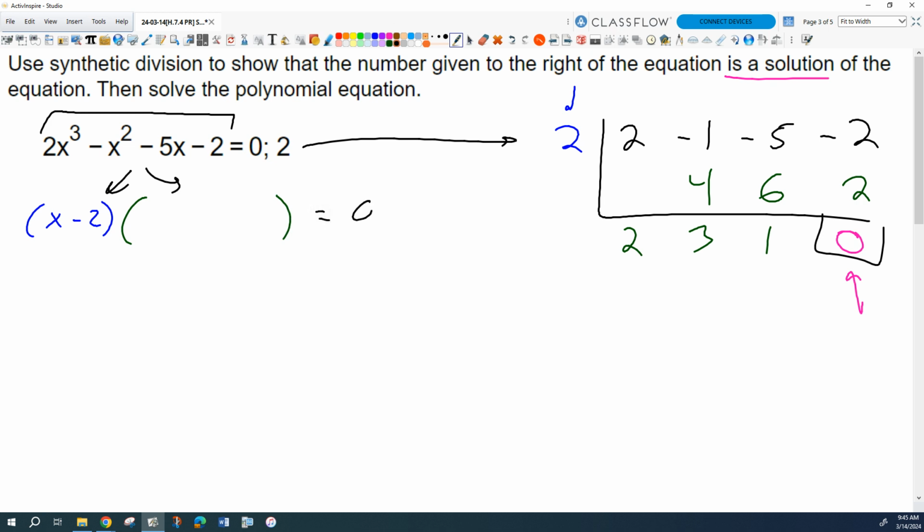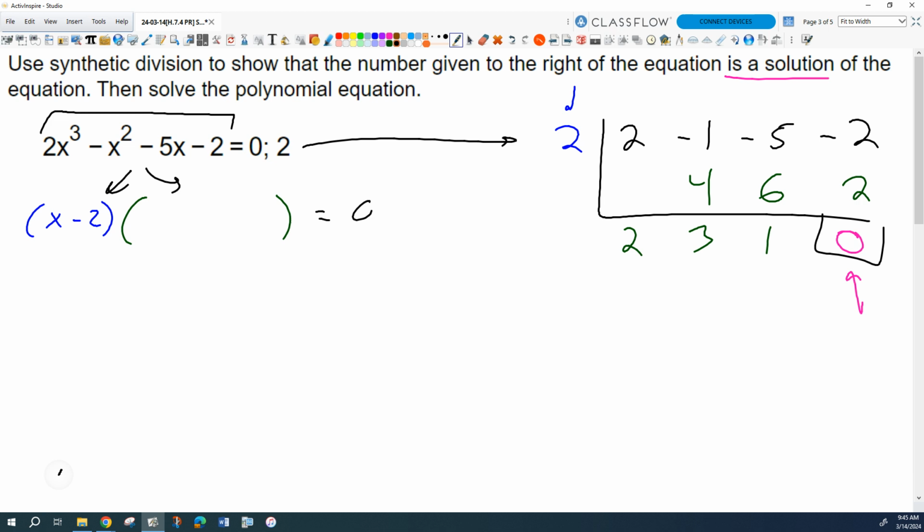Right, I'm trying to break this up into pieces. 2x squared plus 3x plus 1, isn't it? Because if I divide my original polynomial by x minus 2 and I get no remainder, and this is the outcome, that's the other factor, isn't it? Everybody see that? So in other words, let's write that down here.